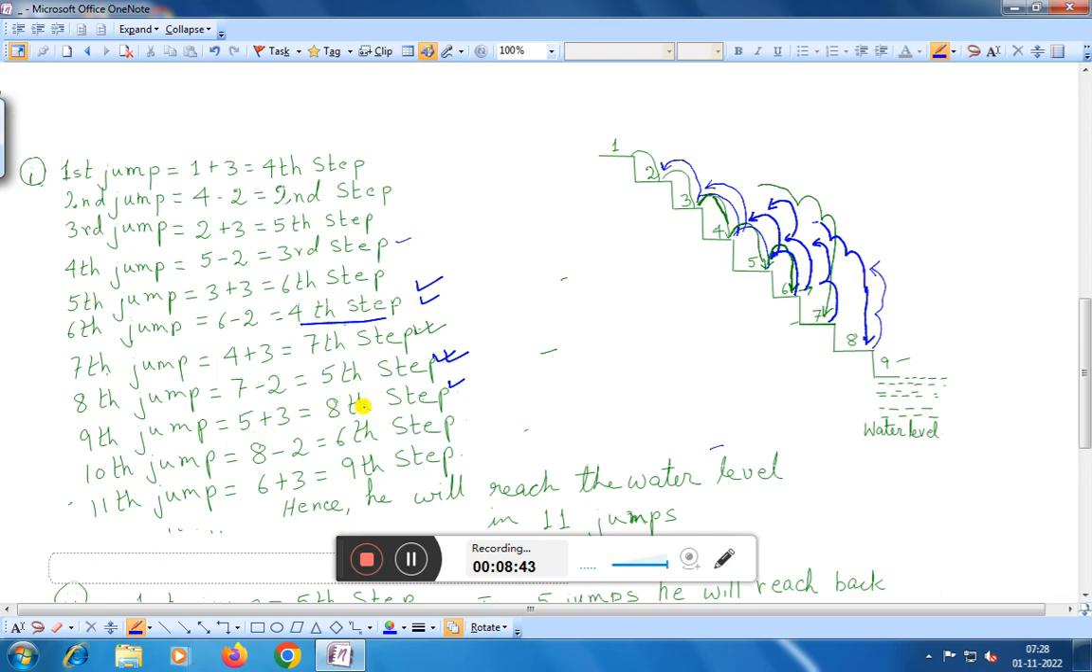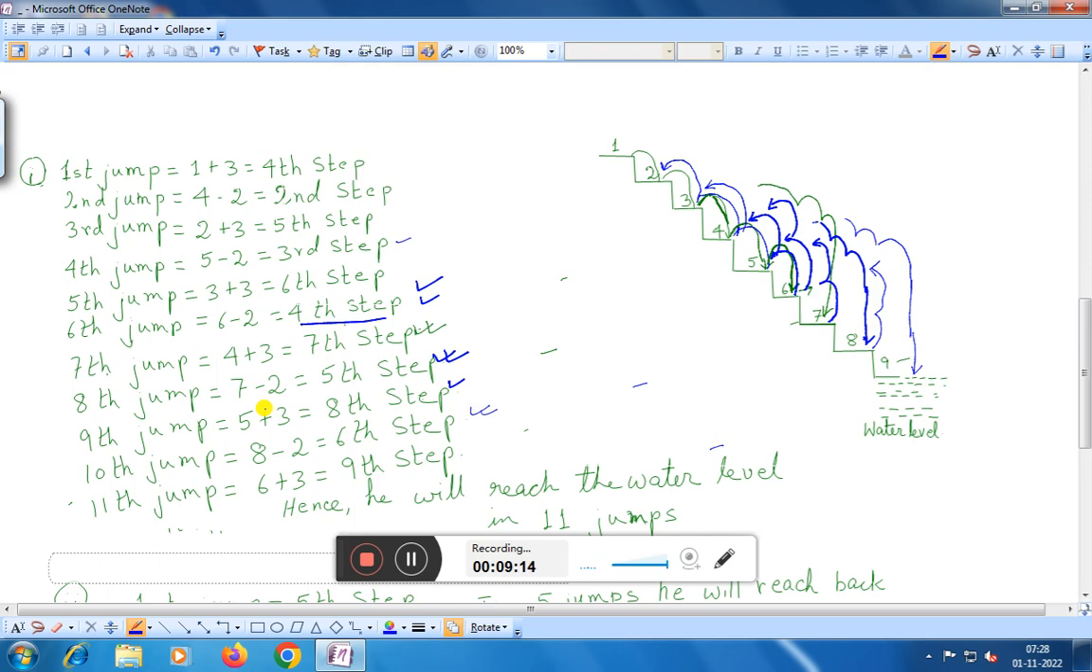And from 8 he goes back to the 6th step, that is the 6th step, right? This one. And again 6 plus 3 comes to 7, 8 and 9. Here you see it comes to 9, right? In this way he takes at least 11 jumps and hence he will reach the water level in 11 jumps.